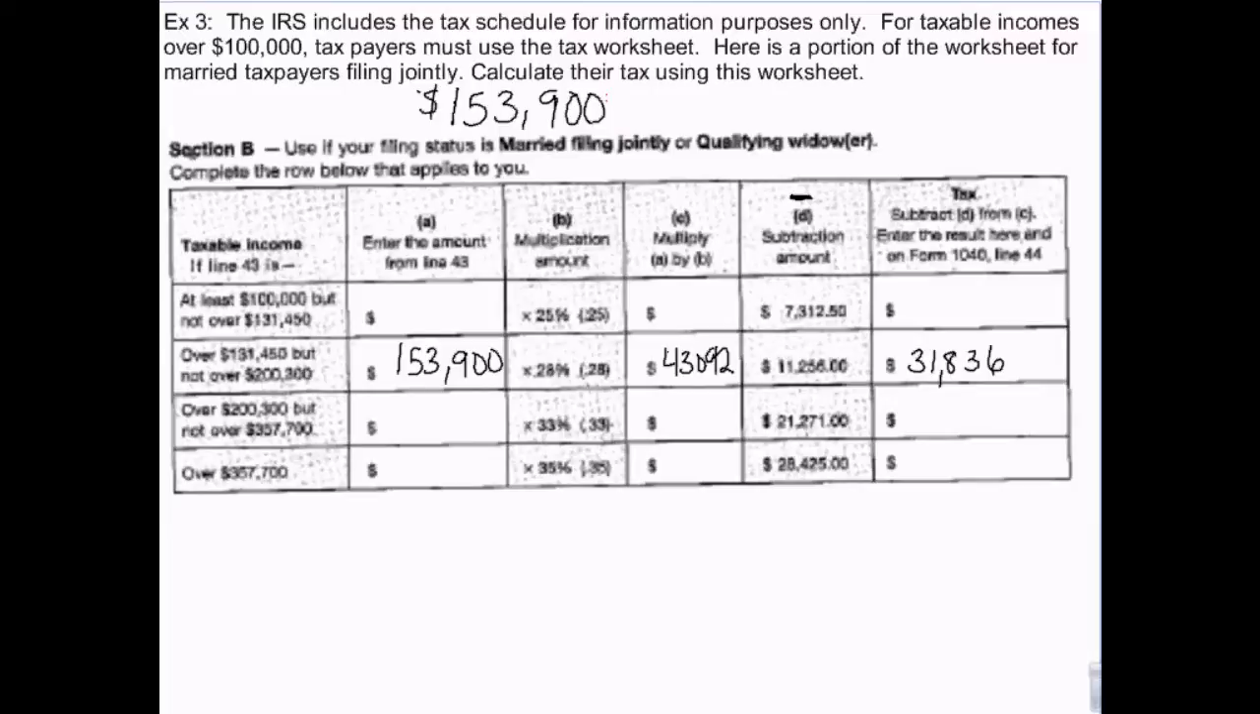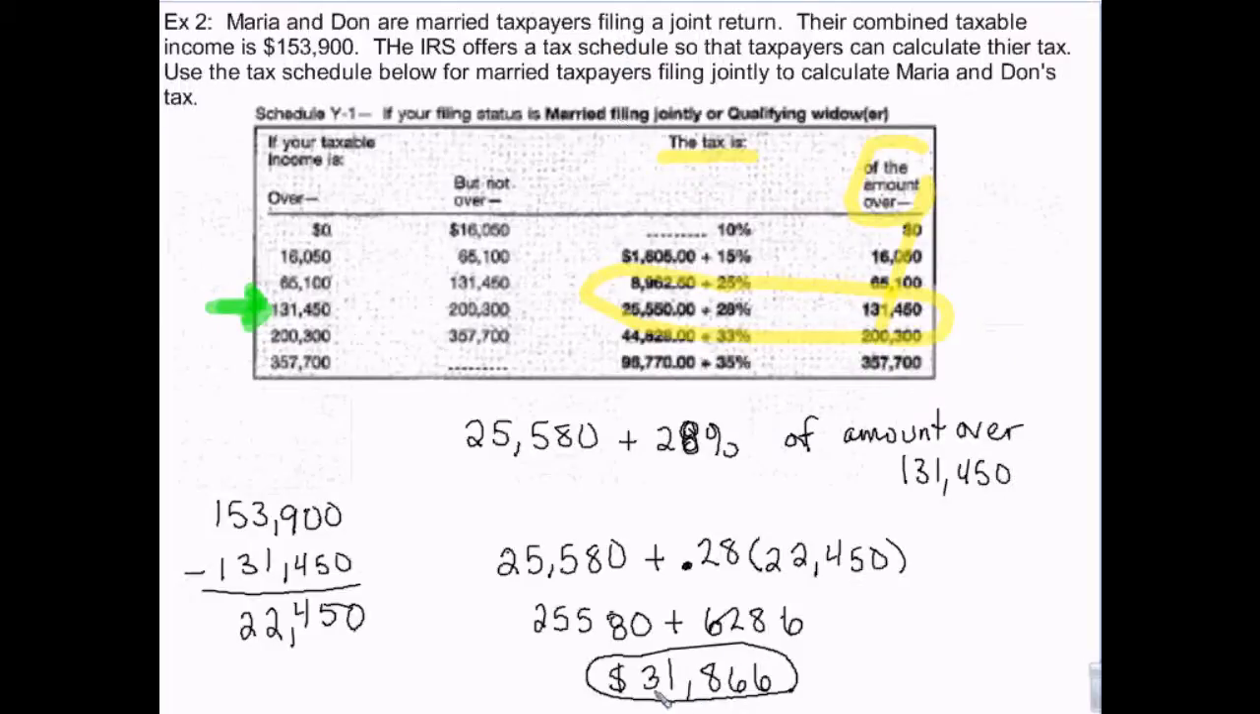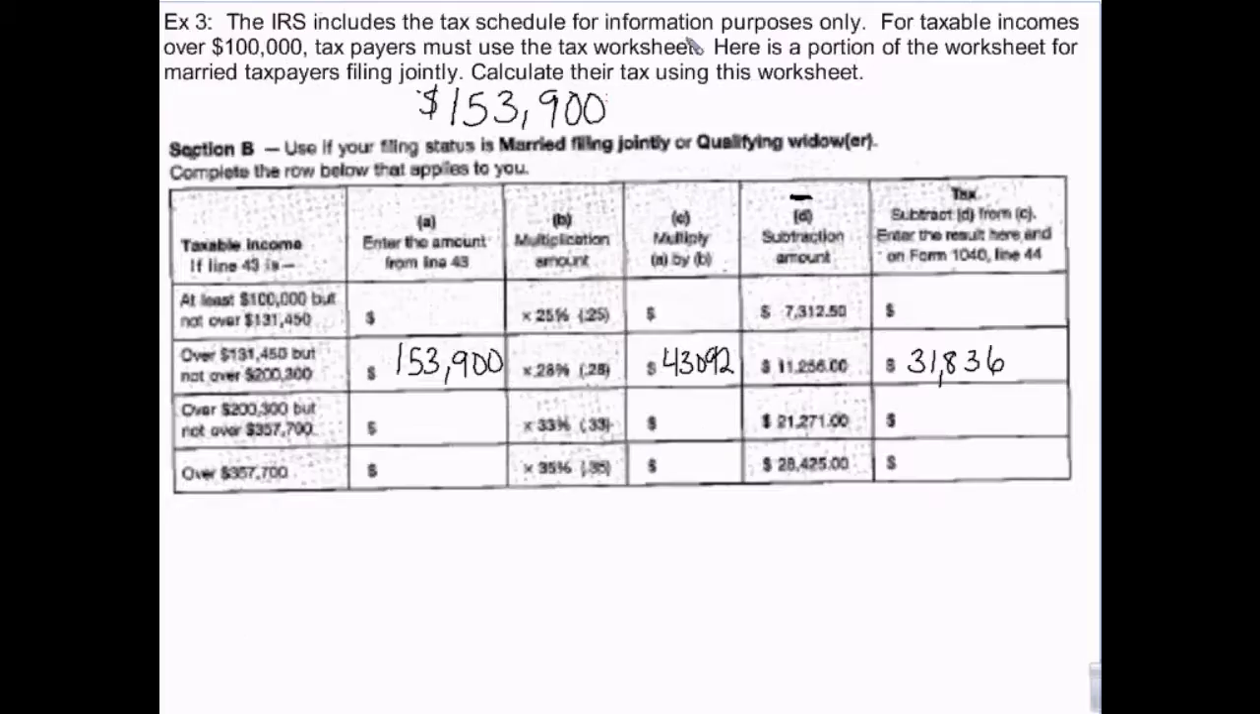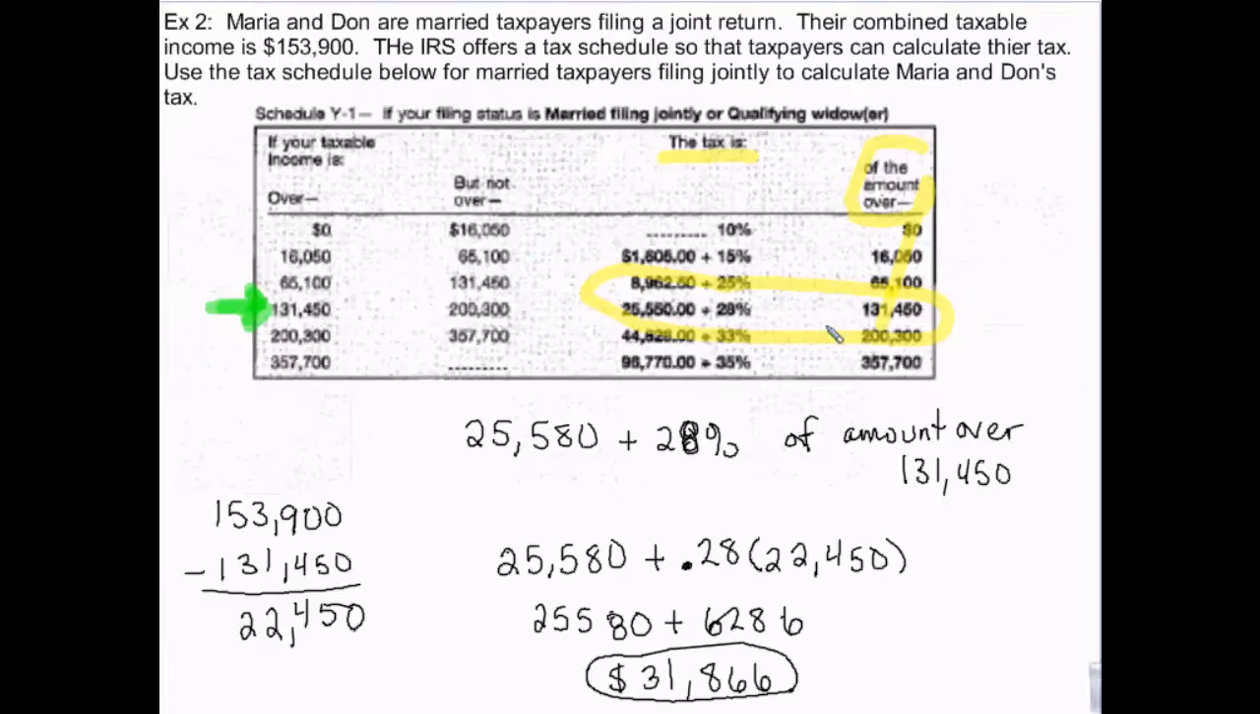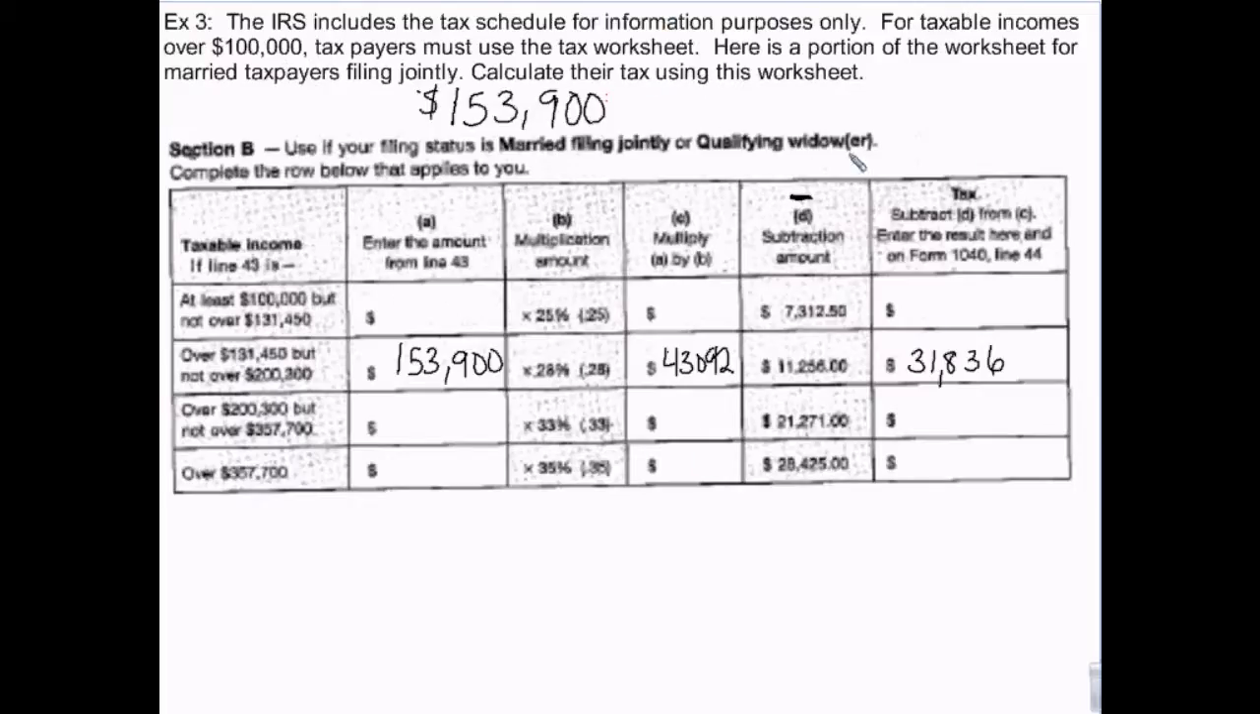Now if we compare the two, 31,866 and 31,836, they don't always match. That's because this is an exact calculation and this is an estimated calculation. Sometimes this one works out in your favor, sometimes it works out in the IRS's favor, because it's a zone as opposed to an exact calculation.